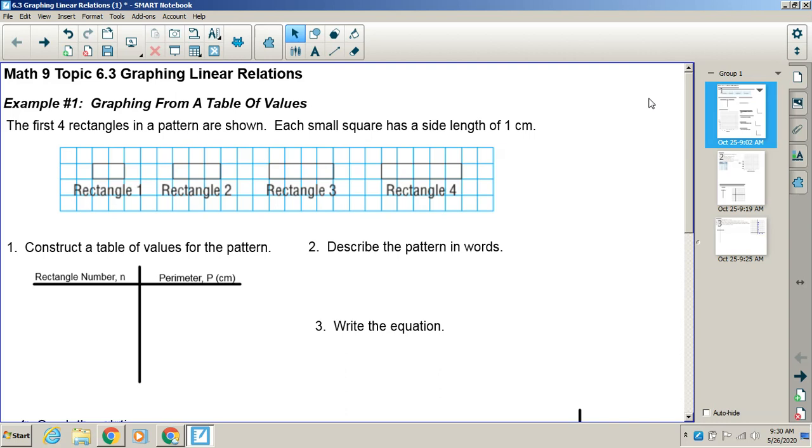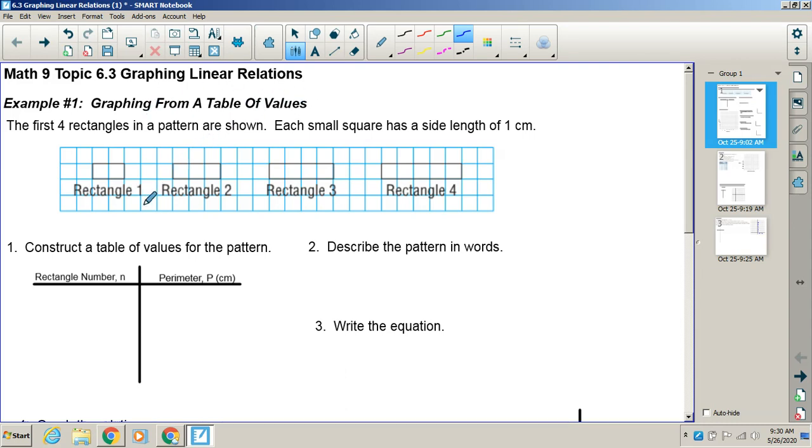And today, the first part is that we're going to review what we did in topic 6.1. We're going to build a table of values, get an equation, and then actually do a little bit of graphing or plotting points on a coordinate grid today. So we'll start with example number one here.